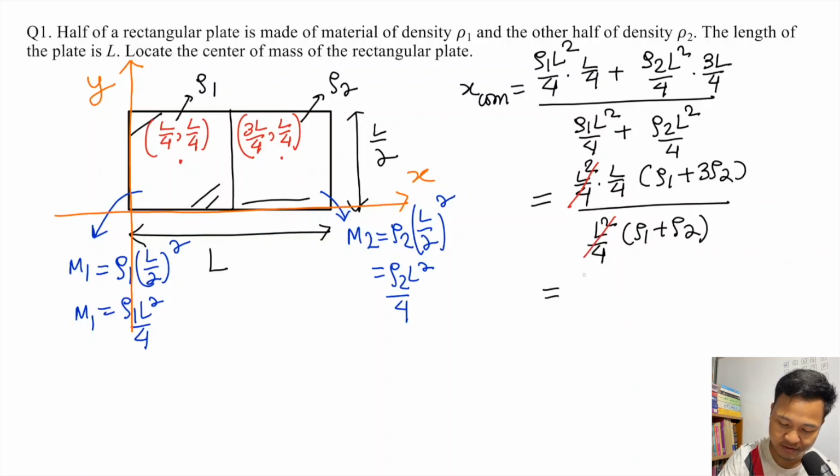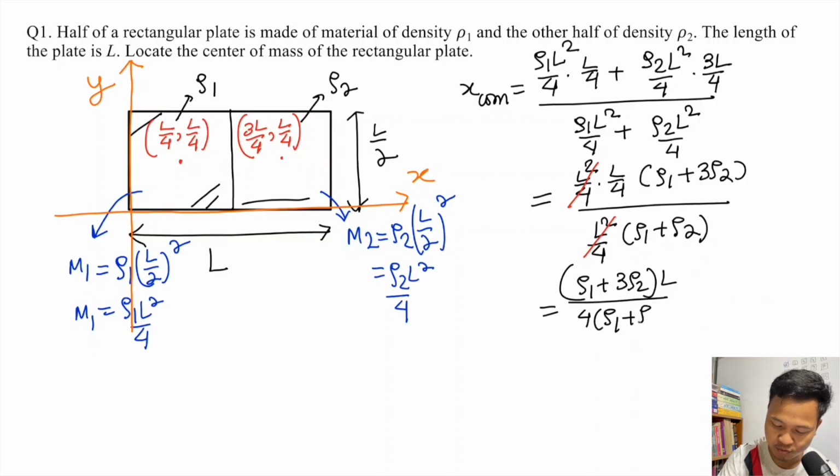So you will have here L times (row 1 plus 3 times of row 2) divided by 4 times (row 1 plus row 2). Okay, that is X COM. Now for Y COM.